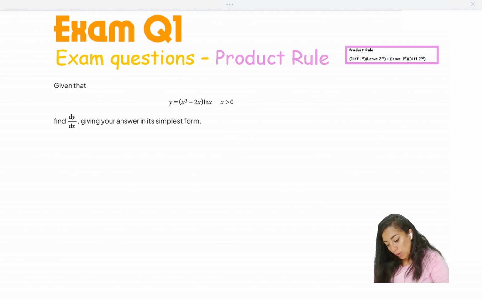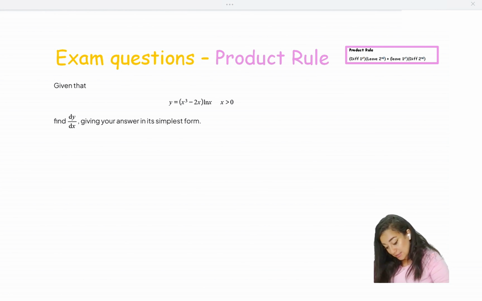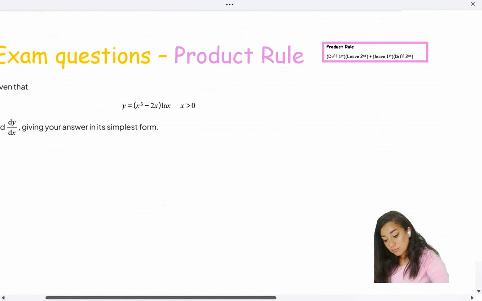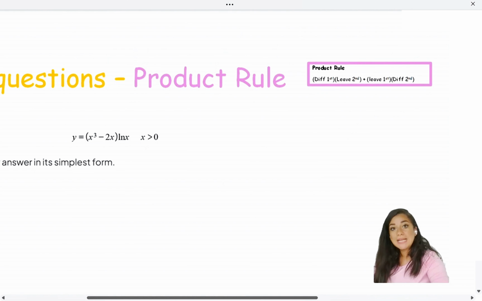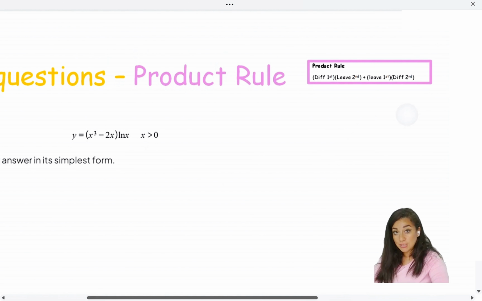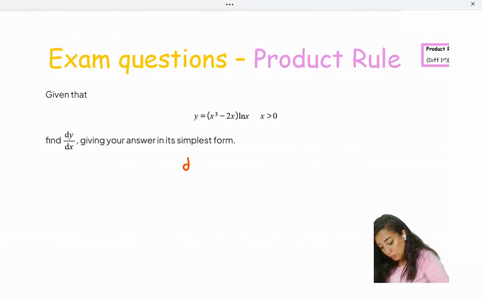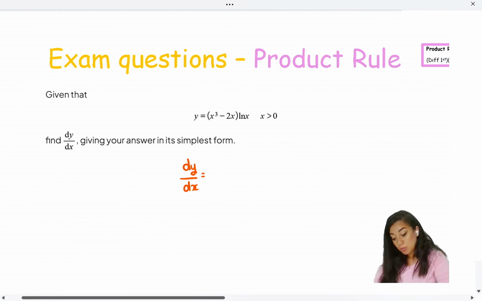It says, given that y equals x cubed minus 2x ln x, find dy over dx. Now notice, they will never tell us to figure out that it's a product rule question. And how do you know? Because they're multiplied by each other and there's no way of expanding and getting rid of these x's beforehand. So the rule is differentiate first, leave second, plus leave first, differentiate second. That's simple. So we've got dy over dx. We recognize that this is a product rule question.